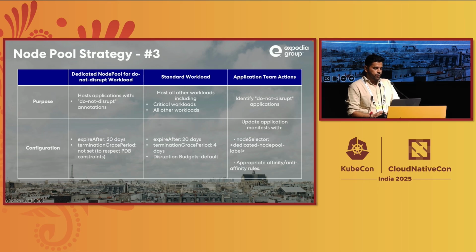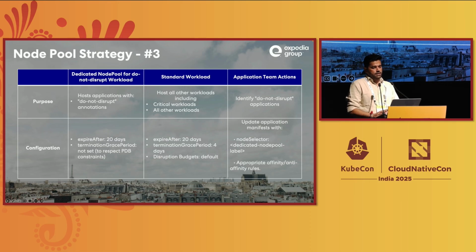The other node pool is the standard workload node pool. This node pool handles all remaining workloads, including both standard and critical applications. The idea is to consolidate what's not explicitly marked as do-not-disturb into a shared and controlled environment. The configuration we kept here is expire after 20 days and termination grace period of 4 days, and the default disruption budget applied here.